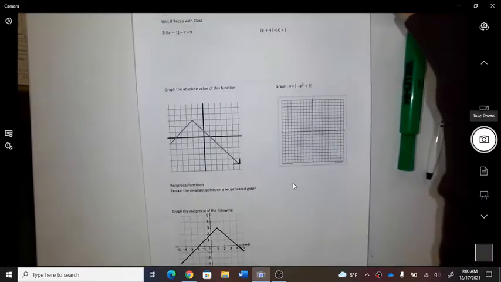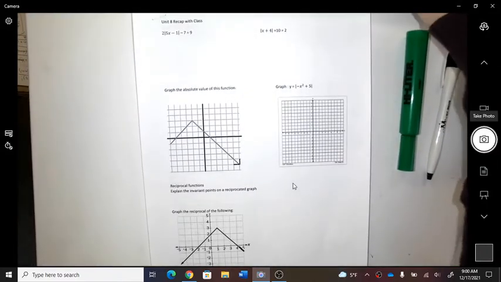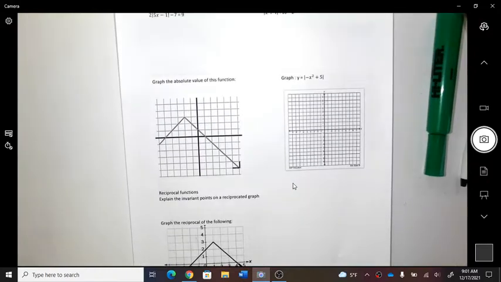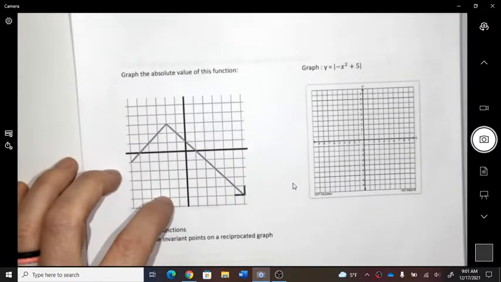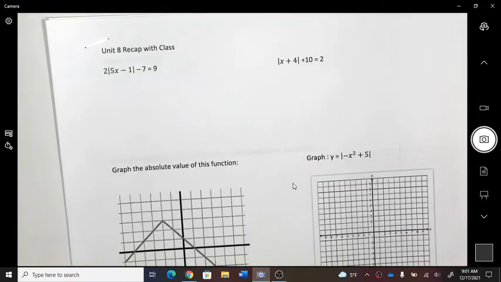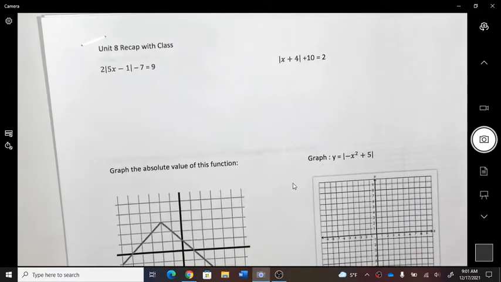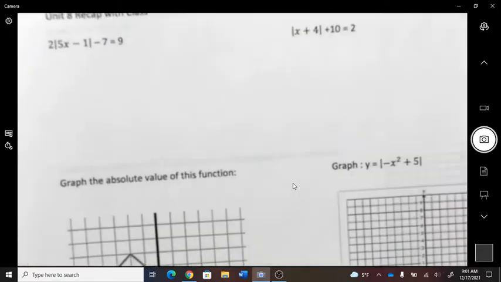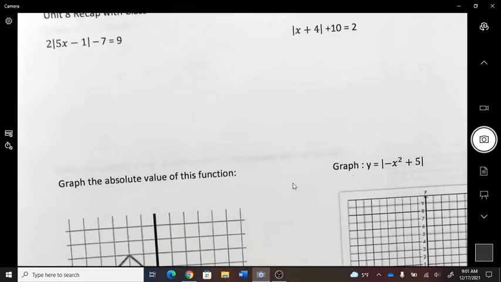Okay, so the first few questions here are going to be the absolute value. Okay, so number one, can you move algebraically everything out of there except for the absolute value? So you're going to have to get rid of the 7 and the 2 in the correct order.